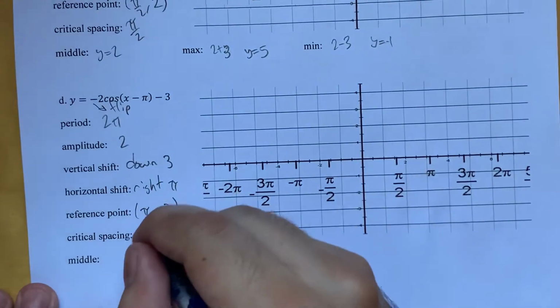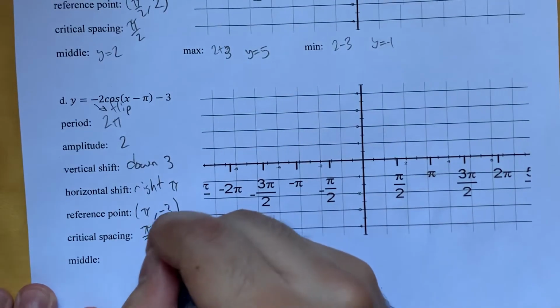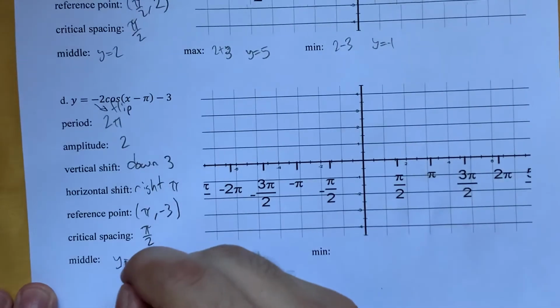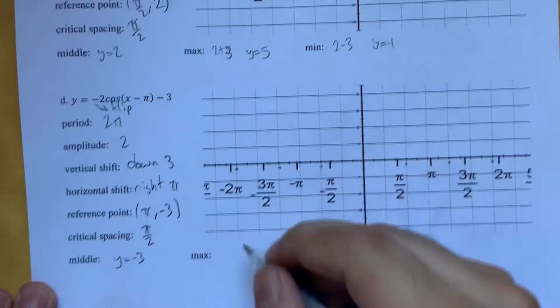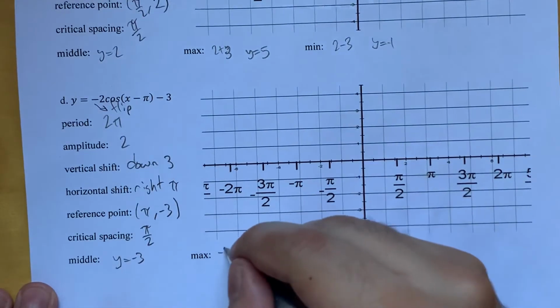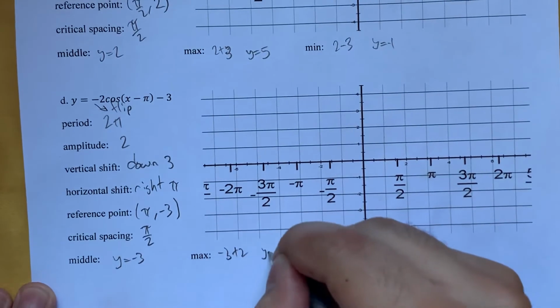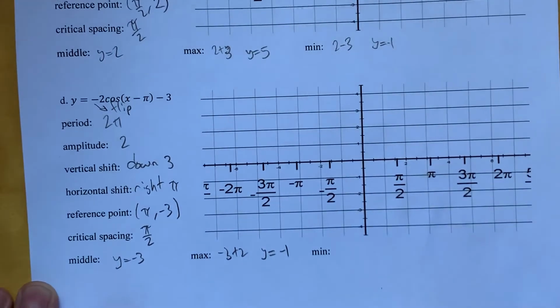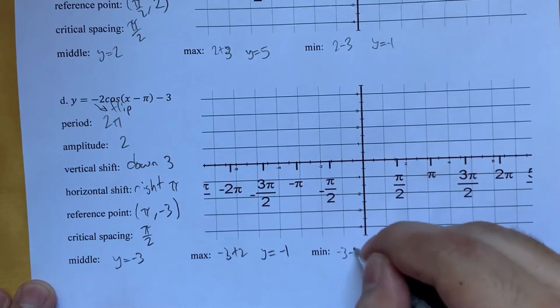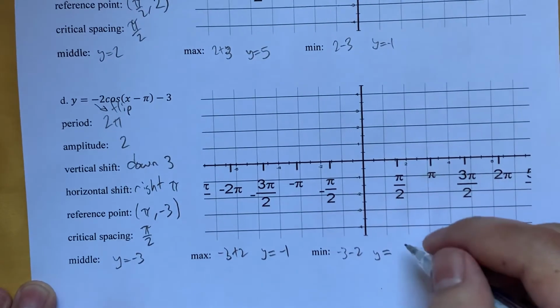Critical spacing, pi over 2. Middle, y equals negative 3, because y equals k. Max, negative 3 plus 2 gives me y equals negative 1. Min, negative 3 minus 2, y equals negative 5.